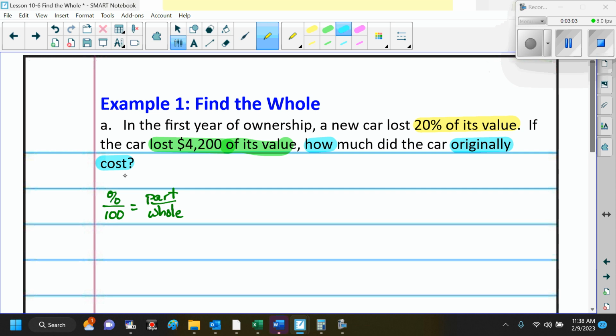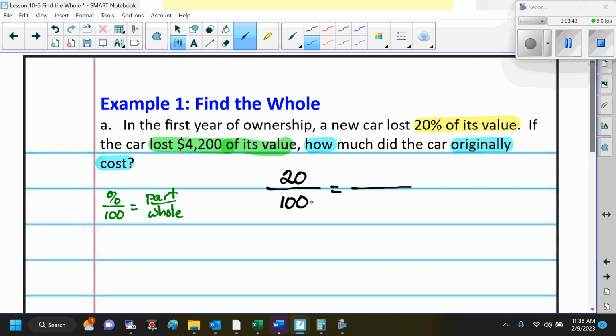Now, you guys, in math, when you have word problems, you need to just understand that you're going to have to read the word problem over and over again to get every bit of information. Okay? Now, the most obvious one is the percent. So we know percent over 100, we're going to write 20 over 100. Now, the part and the whole.